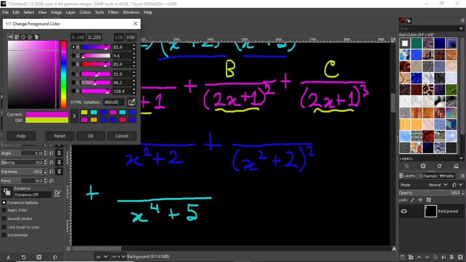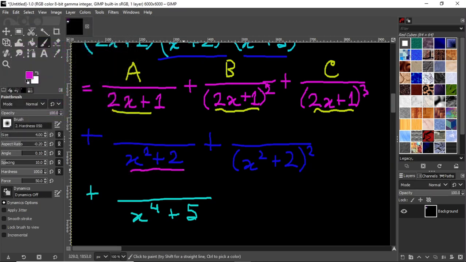And likewise, here you have a quadratic factor, right? An order of 2, so here you need to have a linear polynomial, an order of 1, something like px plus q. And same thing here, you'd have a polynomial of order 1, so something like mx plus n.